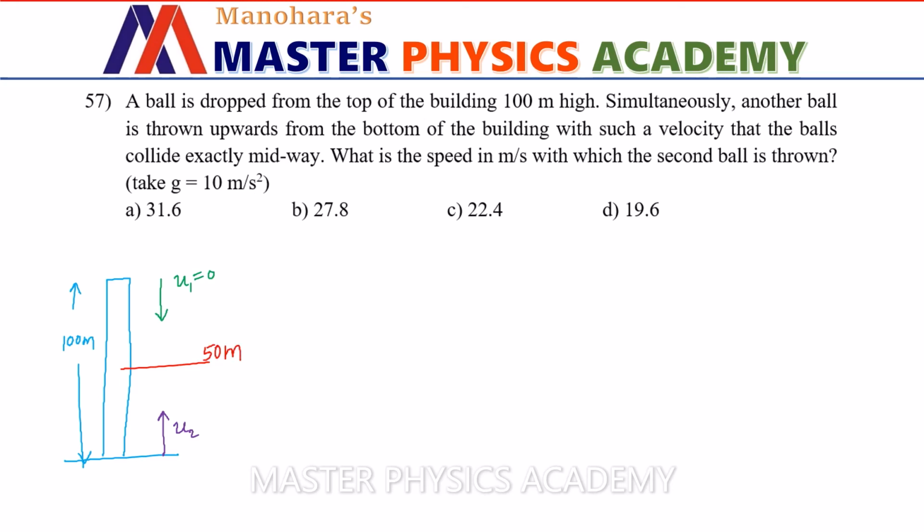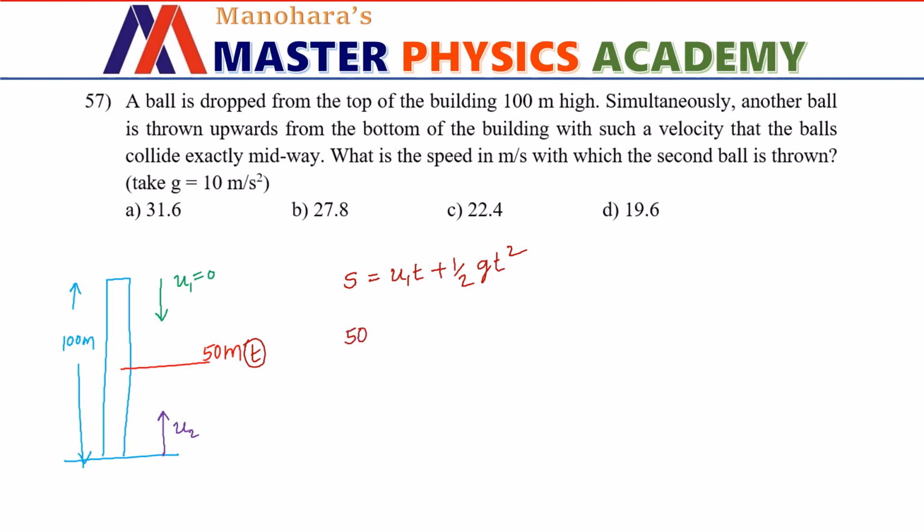Now let us consider equations of motion for the first ball. So it is going to be S is equal to u1t plus half gt squared, where t is the time of meet. For both the balls, that is going to be same. What is S value here? 50 is equal to u1t, which will be 0 as u1 is 0, plus half gt squared. G is 10, t squared we don't know yet. So solving this, t squared will be equal to 100 by 10, that is 10. So t is root 10 seconds. So that is the time when both balls meet.